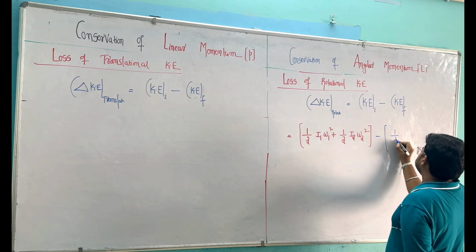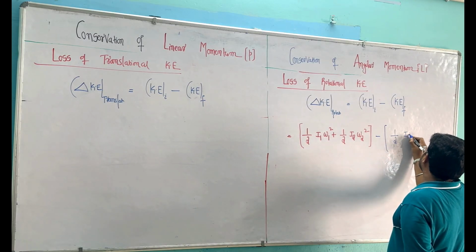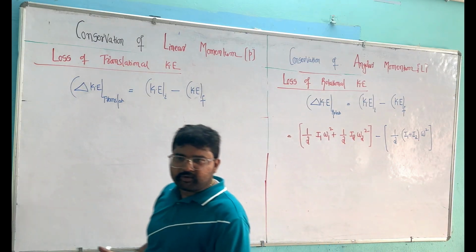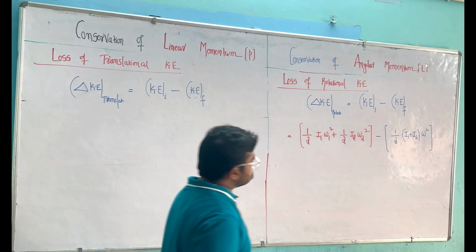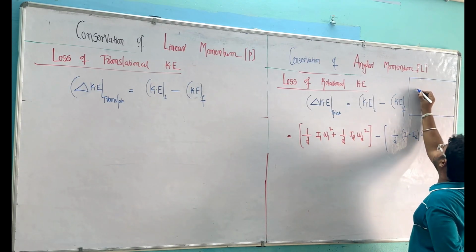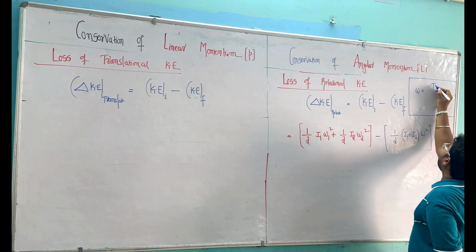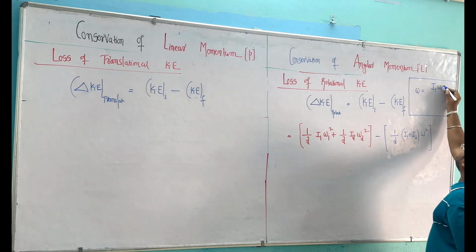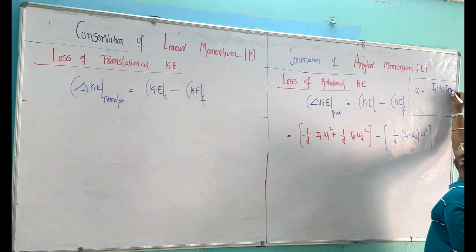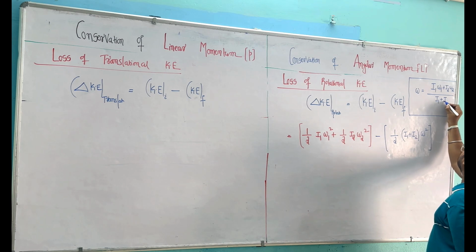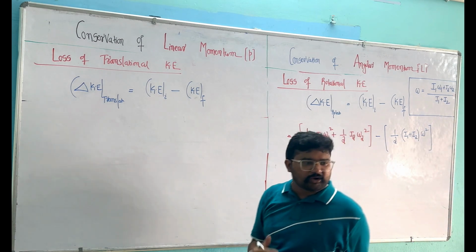Half I1 plus I2 into how much? Omega square. Half into I1 plus I2 into omega square. So what is omega? When you apply law of conservation of angular momentum, omega equals I1 omega 1 plus I2 omega 2 by I1 plus I2, and omega 2 is not equal to 0.